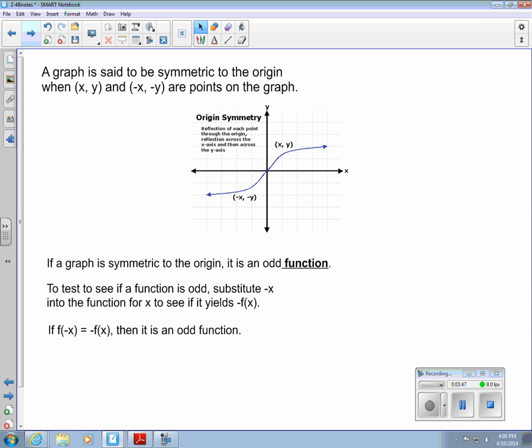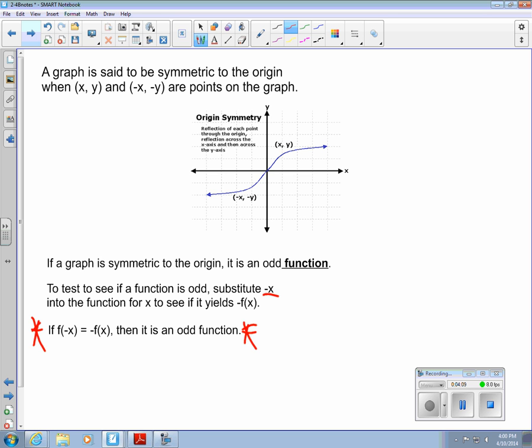To test to see if a function is odd, we're going to do the same thing as we did with the even. We're going to substitute negative x into the function for x to see if it yields negative f of x. If f of negative x equals negative f of x, then it is said to be an odd function. So that's a key point right there as well.